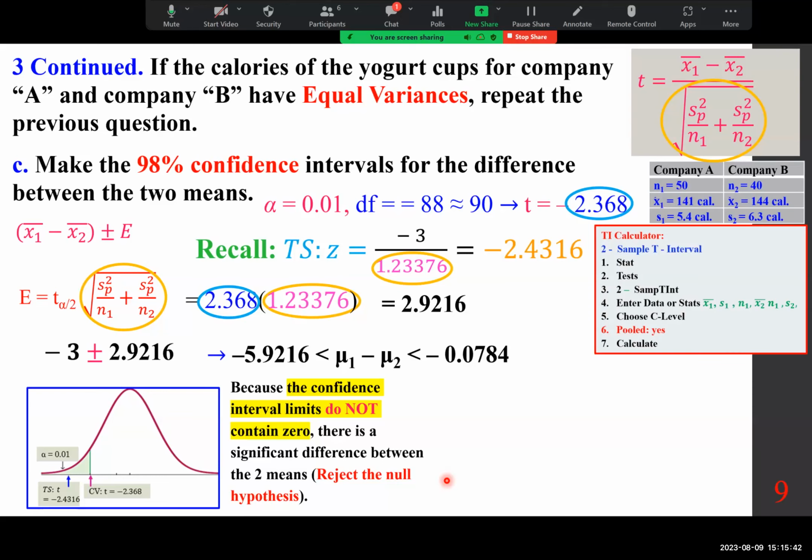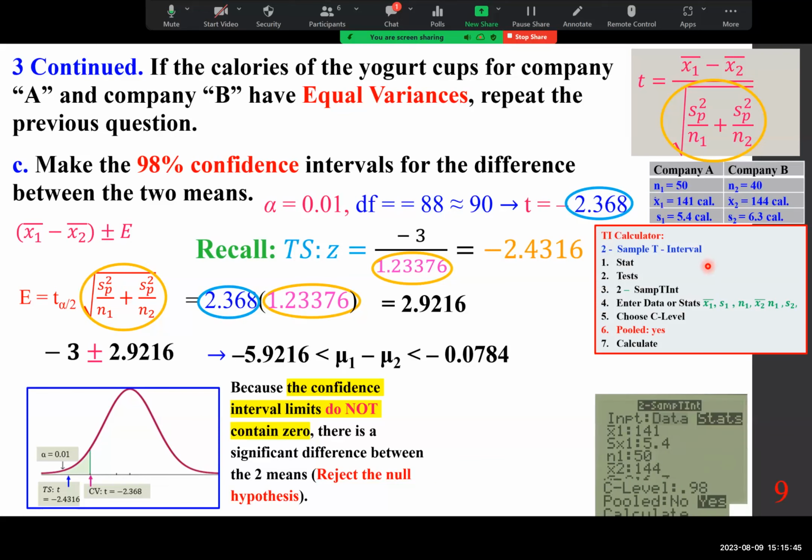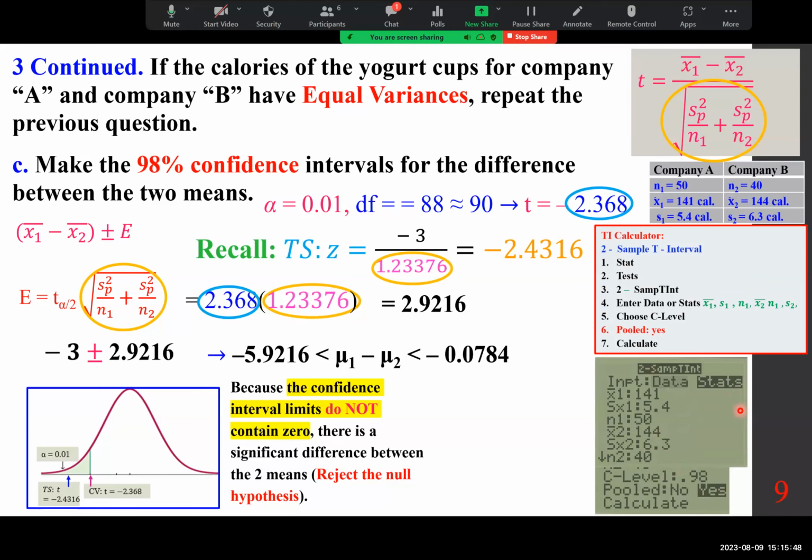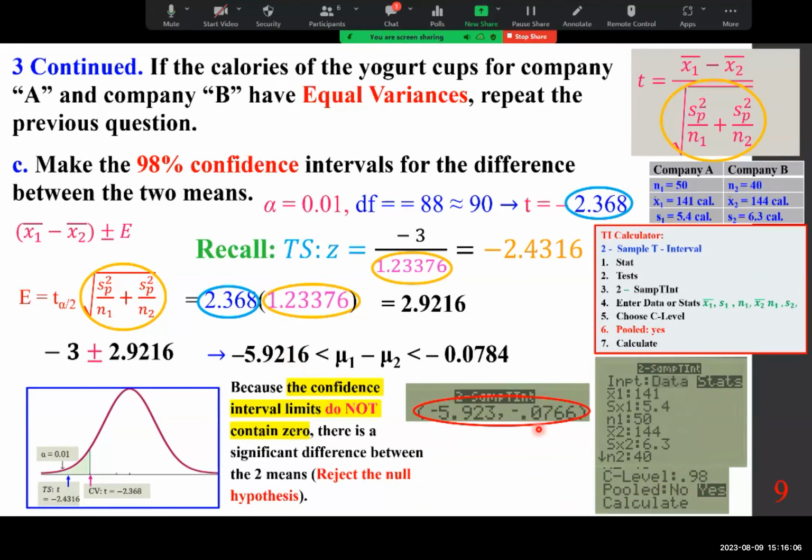If we were to use the technology, we would use 2 sample T interval, and we would put all the information. And over here, pay attention to this. We put yes for this part. Take a look. This number, minus 5.923, this one becomes 2, minus 0.0766. Why are they slightly different? Because again, it uses 88 instead of 90. This would be different, and it uses more decimals. But nevertheless, both are negative, and they confirm the same decision we made.